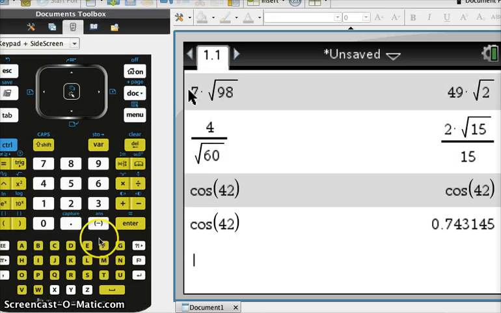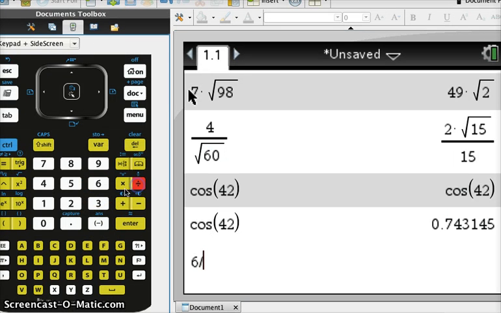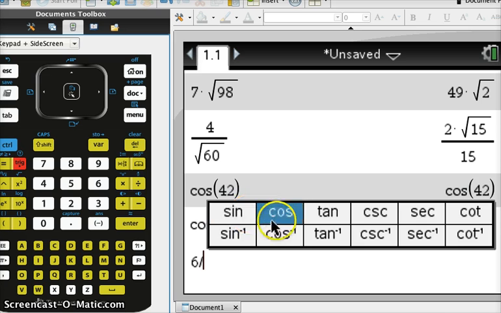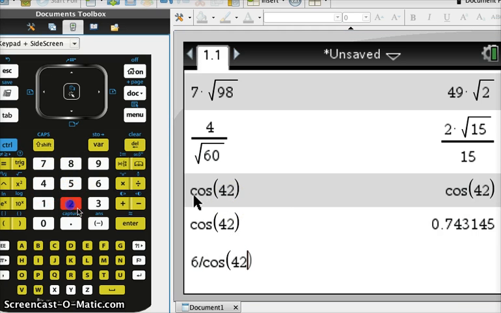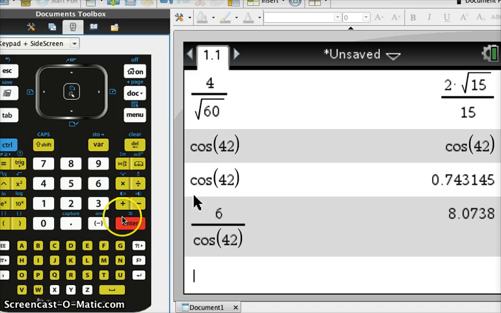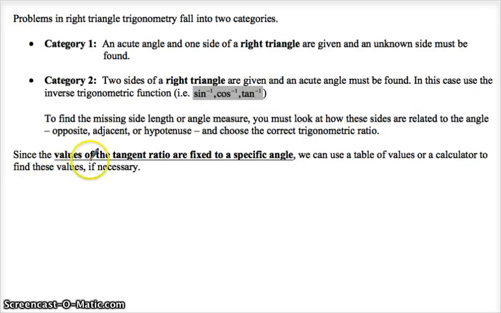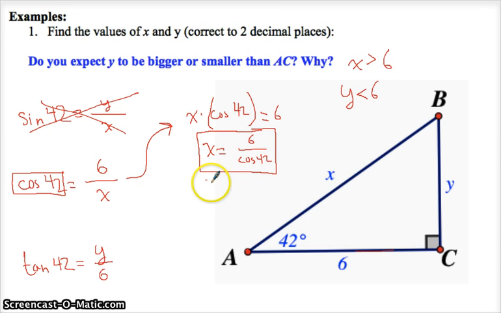All right, let's go back to the calculator. 6 divided by the cosine of 42. And I want a decimal for that because it asks for decimals in the problem. And I get 8.07. So x here equals 8.07. That's good because I wanted x to be bigger than 6. So great. All right, let's try the thing for tangent.